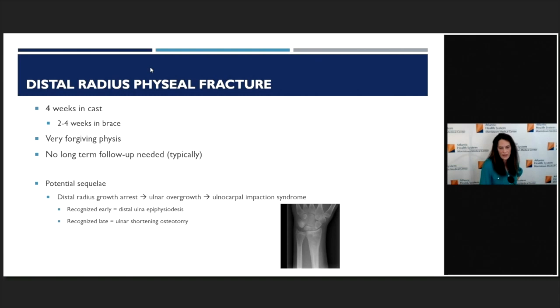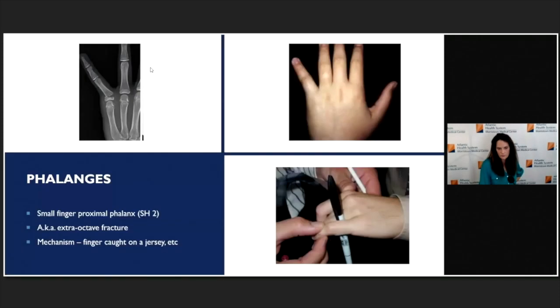And the worst thing that kind of happens is that the distal radius stops growing, and the ulna keeps growing, and you can get some ulnar-sided wrist pain with that. And all we need to do is, if we catch it early, we can stop the growth of the ulna. If we catch it a little bit later, we shorten the ulna to kind of equalize that relationship.